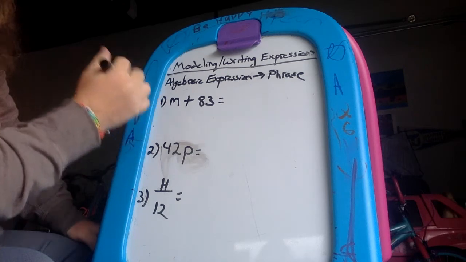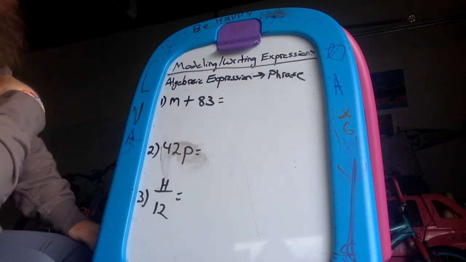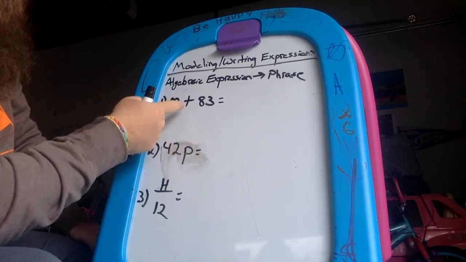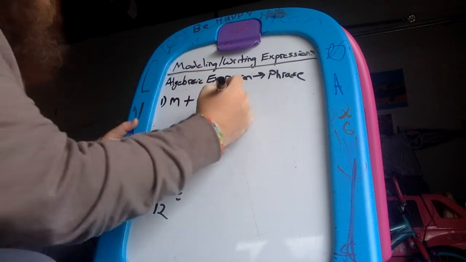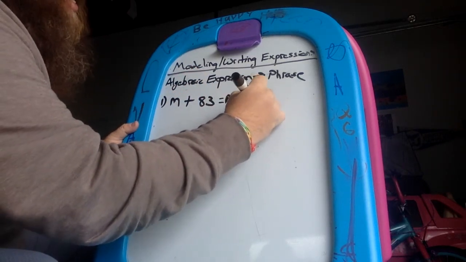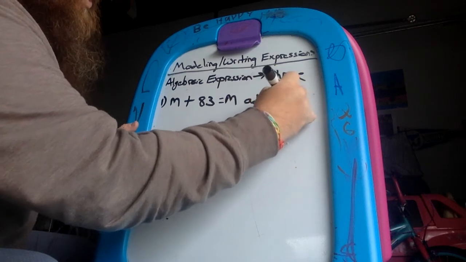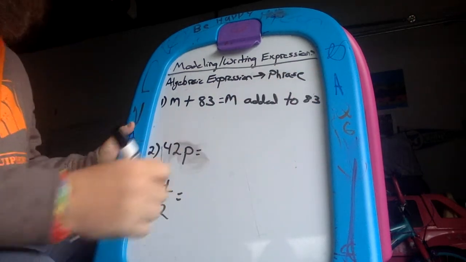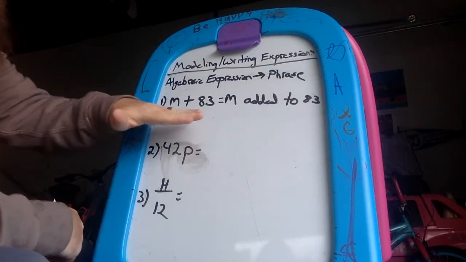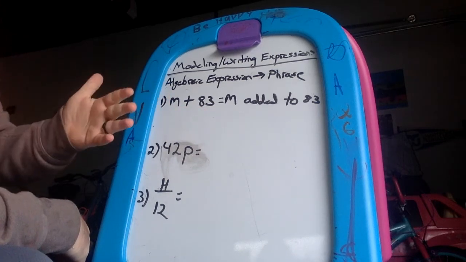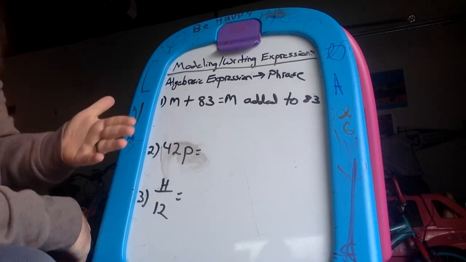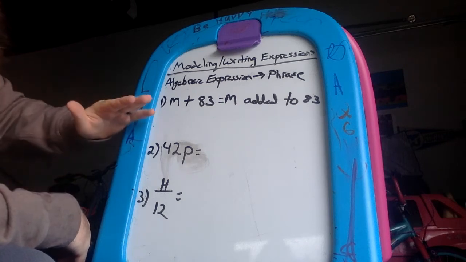So just as you look, I'm thinking, all right, the word I'm going to choose, this means addition, right? So I'm going to take m added to 83. And I can stop there. You may want to choose something else. You don't have to use added. There's altogether, there's more than. It's whatever you want. Just make sure you're following from left to right.